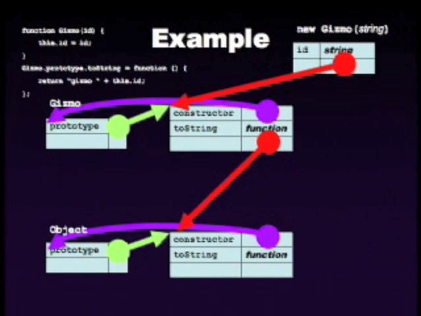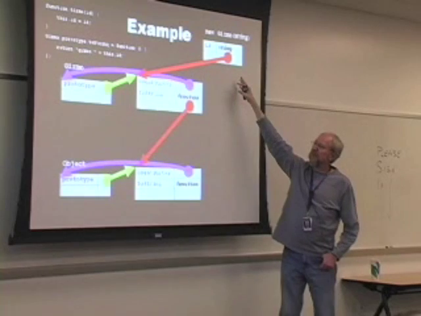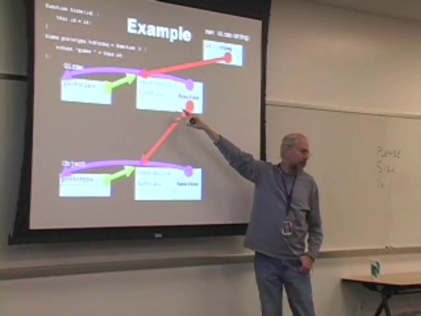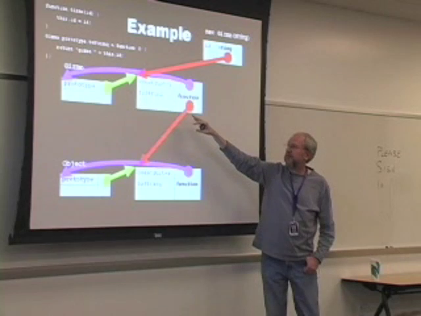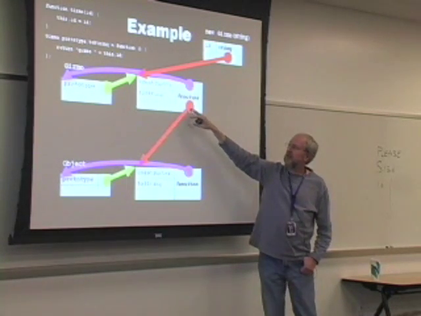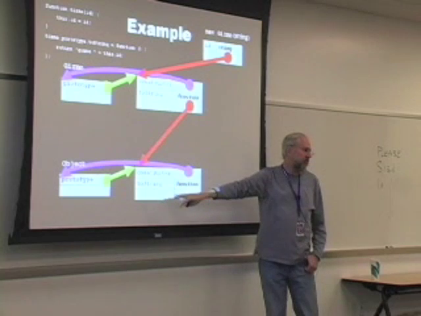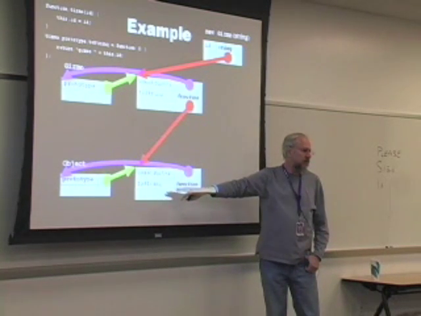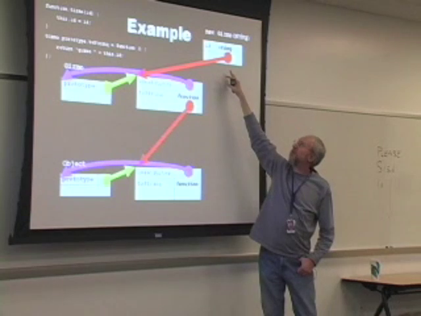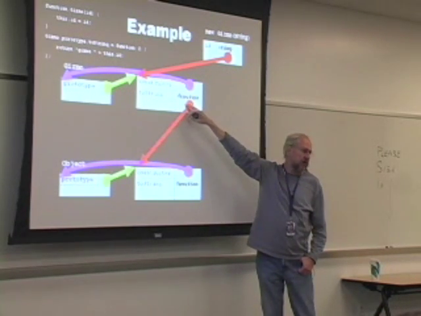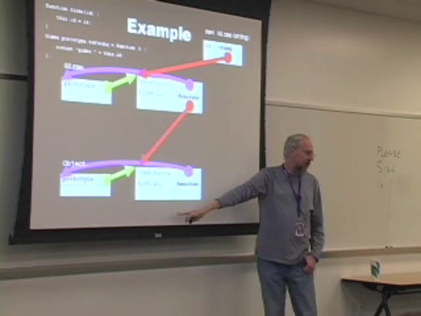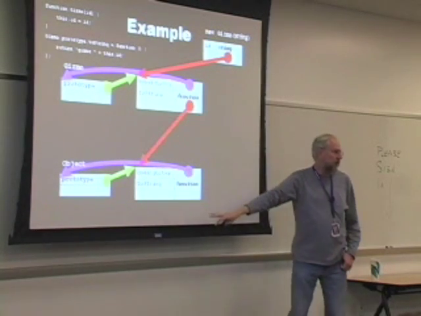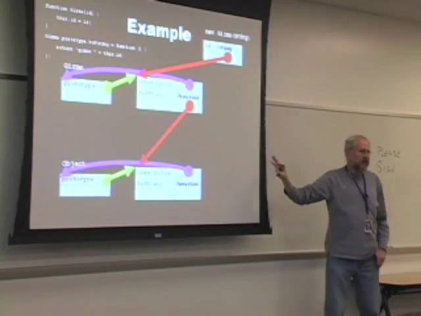Okay, then we've got the true proto-links, which are the thing that allow the objects to inherit. The new gizmo that we make will inherit from gizmo.prototype, and that's how it gets its properties. And gizmo.prototype inherits from object.prototype. So any methods which we ask for, which aren't in that object, we'll try to get from here, and if they're not there, we'll try to find them there. Okay, everybody? So that's a simple gizmo.